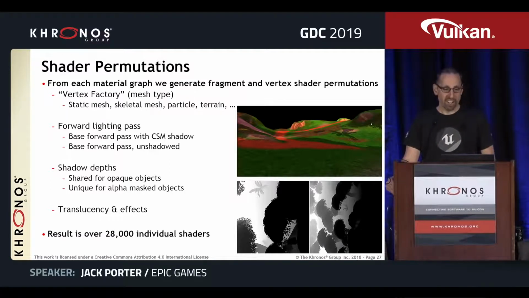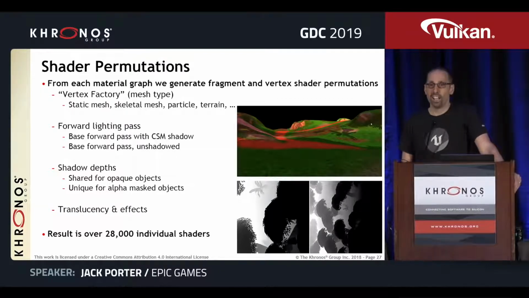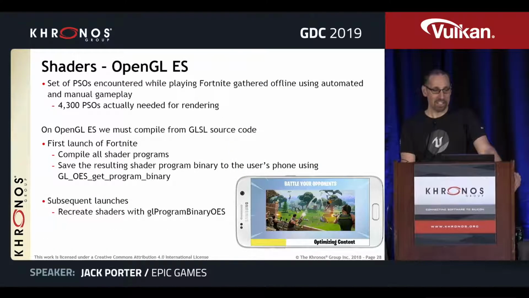We also need shaders to generate shadow depths. We can share those shaders amongst opaque objects, but objects with alpha-tested masked geometry require individual shaders for the depth rendering for the shadow maps. And of course, we have translucency and effects. And the result is over 28,000 individual shader programs, which is a crazy number.